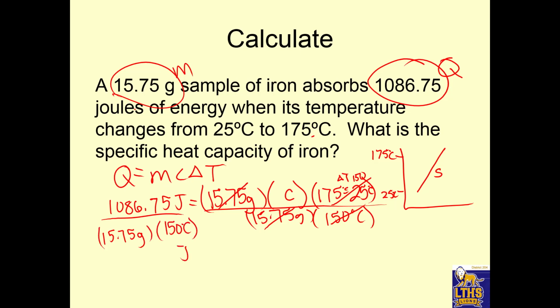Notice all our units are still going to be there. Joules per gram degree Celsius is equal to C. We just divide this by that, and we get 0.46. 0.46 joules per gram degree Celsius is the specific heat capacity of that iron.